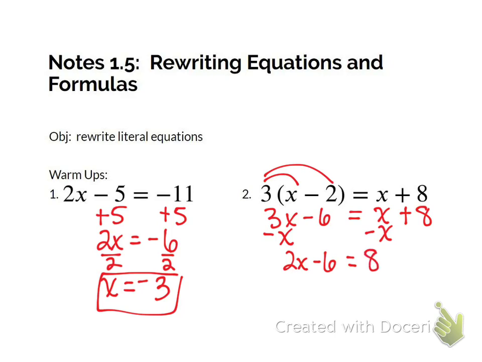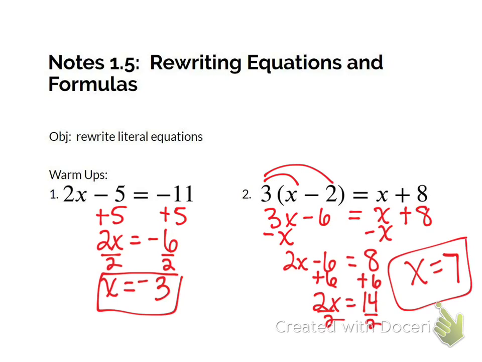Okay, next step to solve. Add 6 on both sides. 2x equals 14. Last step. Divide by 2. x equals 7. Good. Today, we are still going to be solving equations, but this time it's not going to just be a number for our answer. So our answer will still be an equation. It'll just have one of the variables alone.